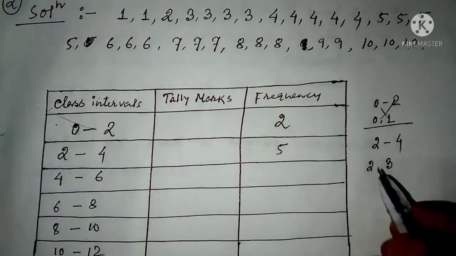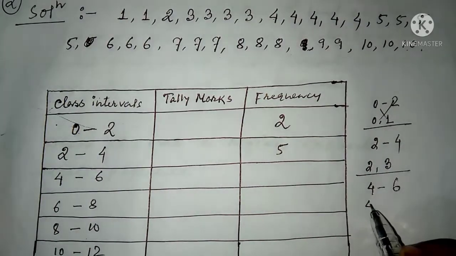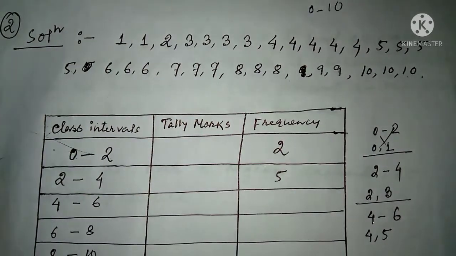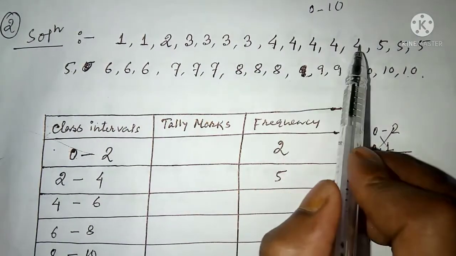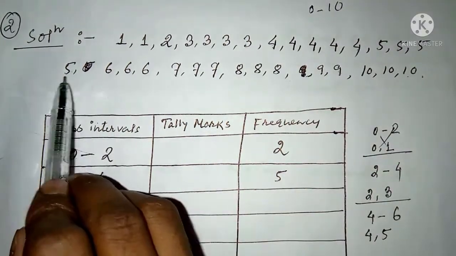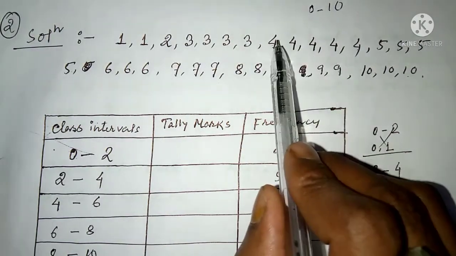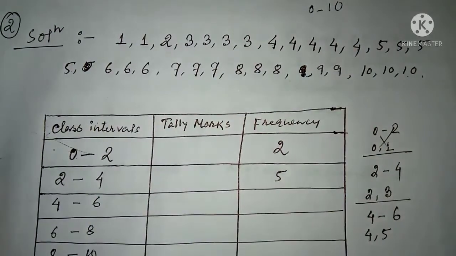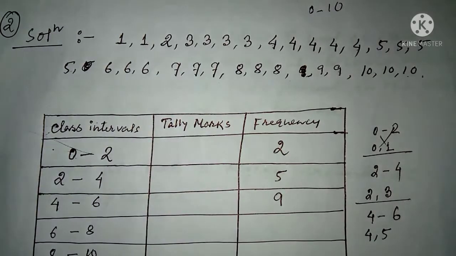Then go for the next interval, 4 to 6. When the interval is 4 to 6, here also you need to count 4 and 5 only. 6 is excluded. Now see how many times 4 and 5 together are repeated here. We count 1, 2, 3, 4, 5. So 4 is repeated 5 times and 5 is repeated 4 times. What will be the total? 1, 2, 3, 4, 5, 6, 7, 8, 9. So 4 and 5 together are repeated 9 times, and our frequency will be 9.